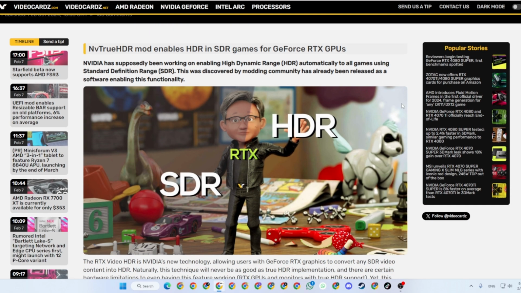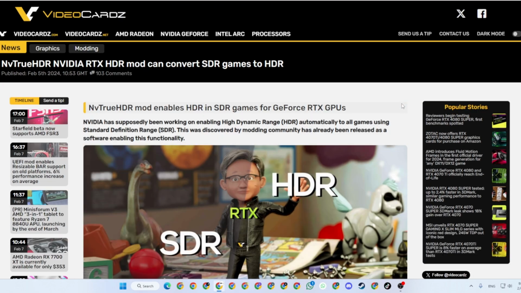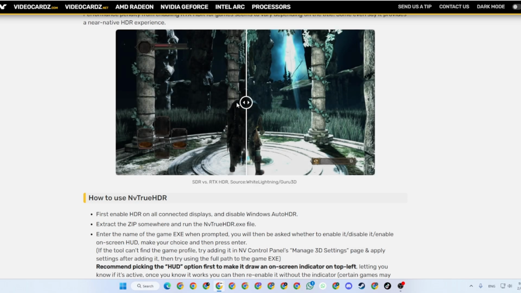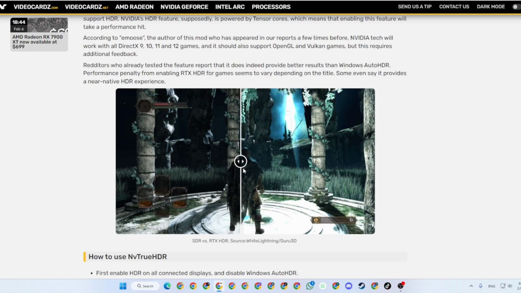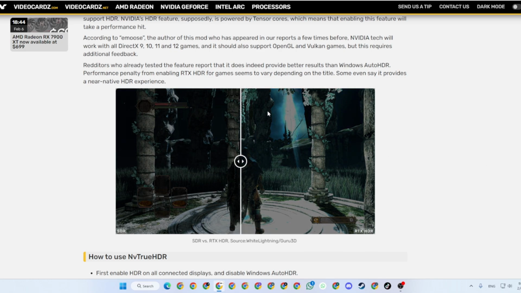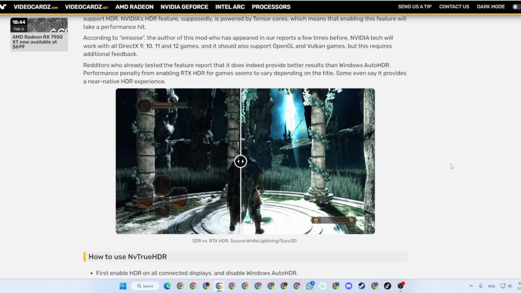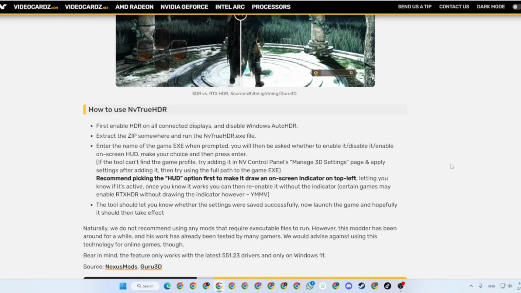And the next thing is the Nvidia TrueHDR mod is available for RTX GPUs. It is shipped with the new driver updates. It will automatically convert your standard dynamic range to HDR using RTX. Even in this image, I can see one major problem: on the right side, where RTX HDR is enabled, I can see overexposed lighting. I don't know how it is working, but it might be the same as the RTX HDR filter that is already available in the Nvidia filters. More details will be coming in the near future as more people test it out.